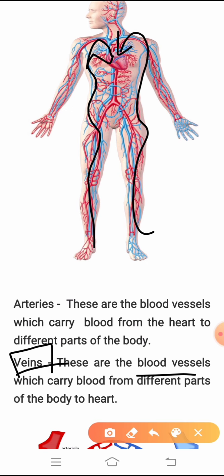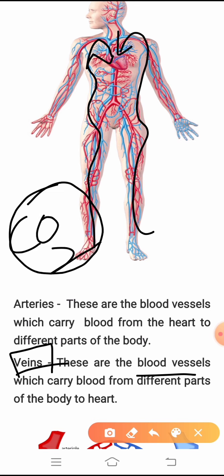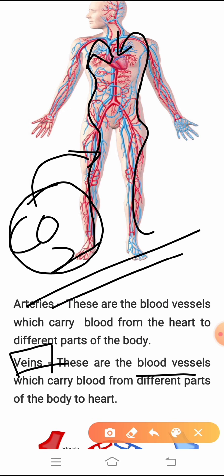As the blood is not under high pressure, what happened? The walls of the veins are thin compared to the arteries. Okay, hope you understood. And the veins carry the deoxygenated blood. How do we get deoxygenated blood? You know, in cellular respiration, carbon dioxide is released. This carbon dioxide is mixed with the blood, and the blood which contains the carbon dioxide is called deoxygenated blood.